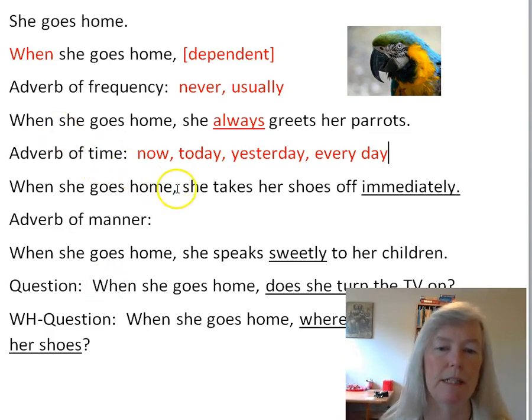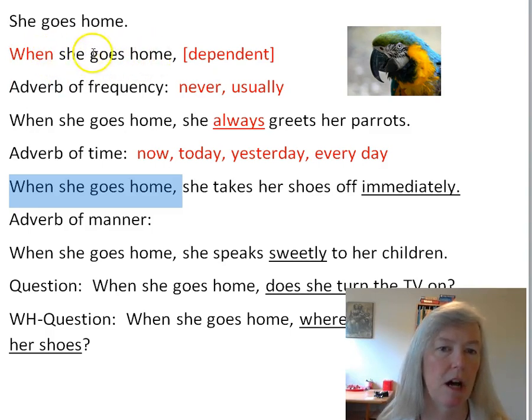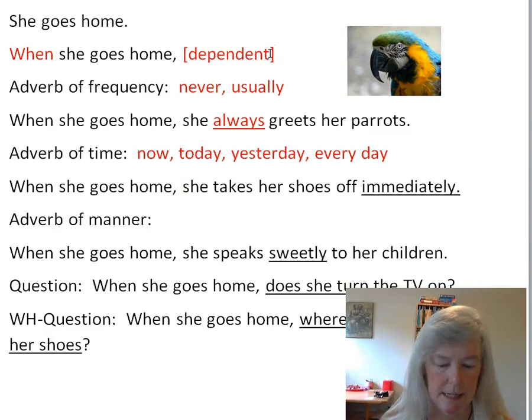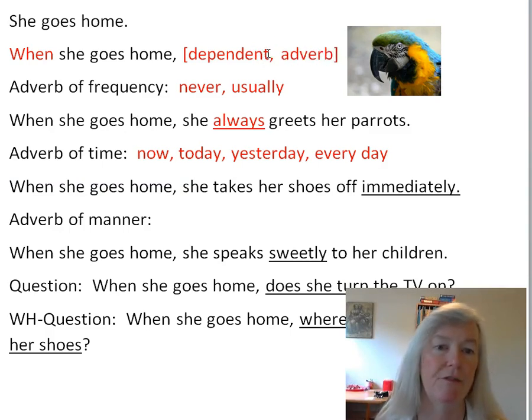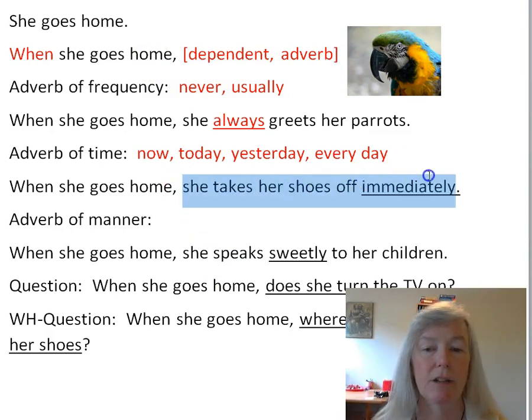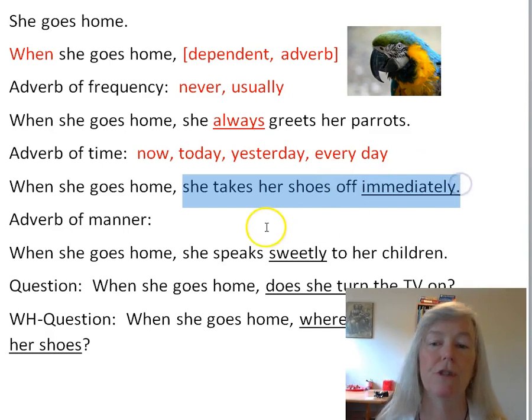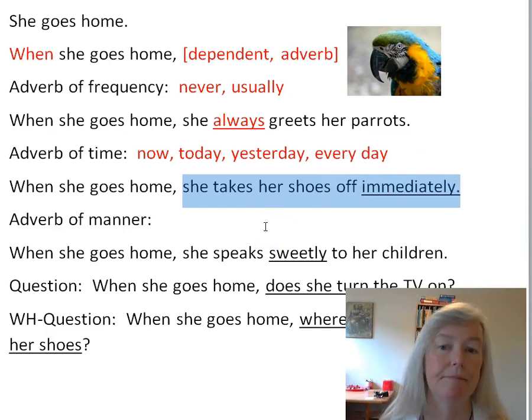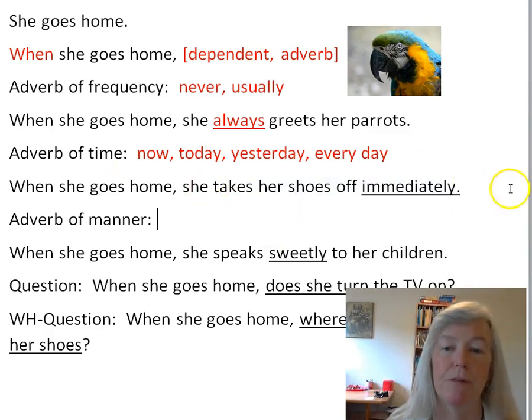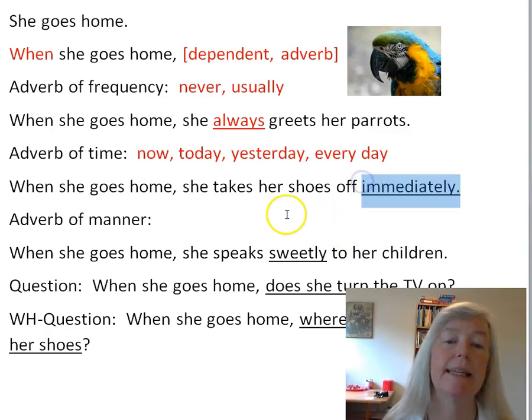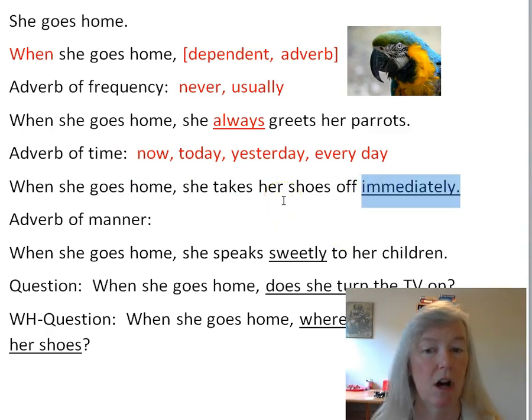When she goes home, we still have our clause here, our dependent clause, our time clause. That's an adverb clause, a time clause. When she goes home, comma, she takes off her shoes, takes her shoes off immediately. That adverb of time goes at the end of that clause.